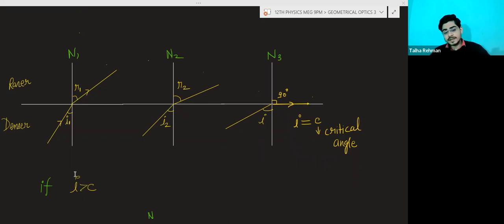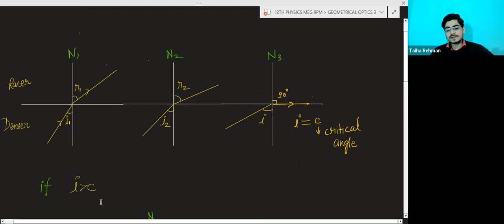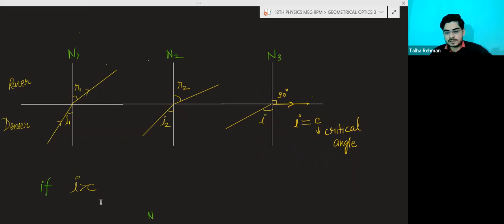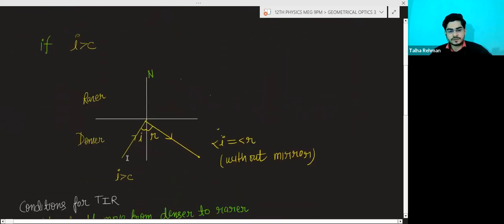And if the angle of incidence becomes greater than the critical angle, then there is no refraction, there is only total internal reflection. You can see here, light is going from denser medium to rarer medium. In this case, the angle of incidence is greater than the critical angle for this pair of media. So what will happen in this case? There will be no refraction. Reflection will take place.